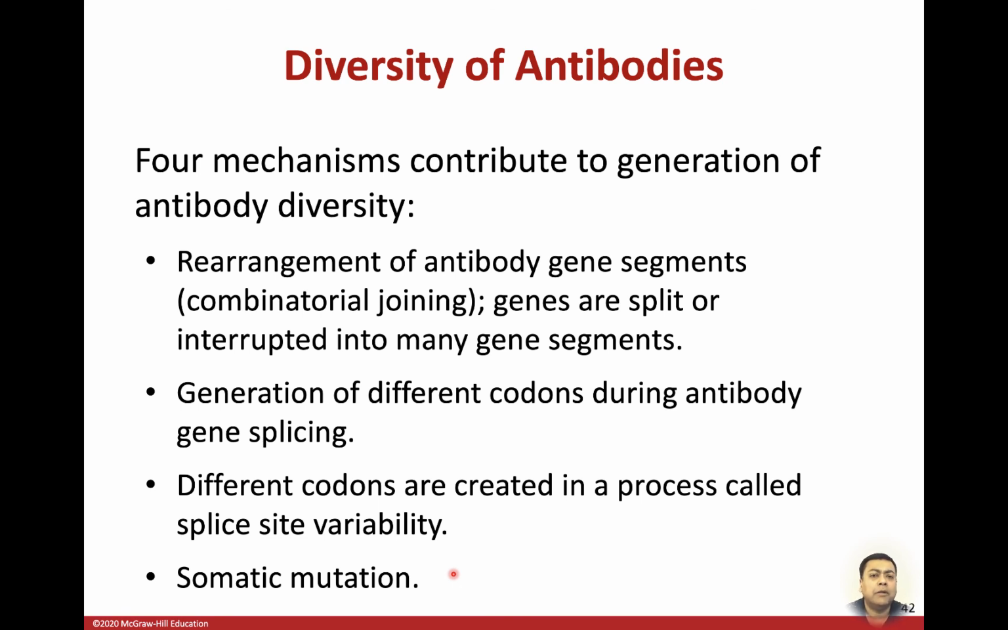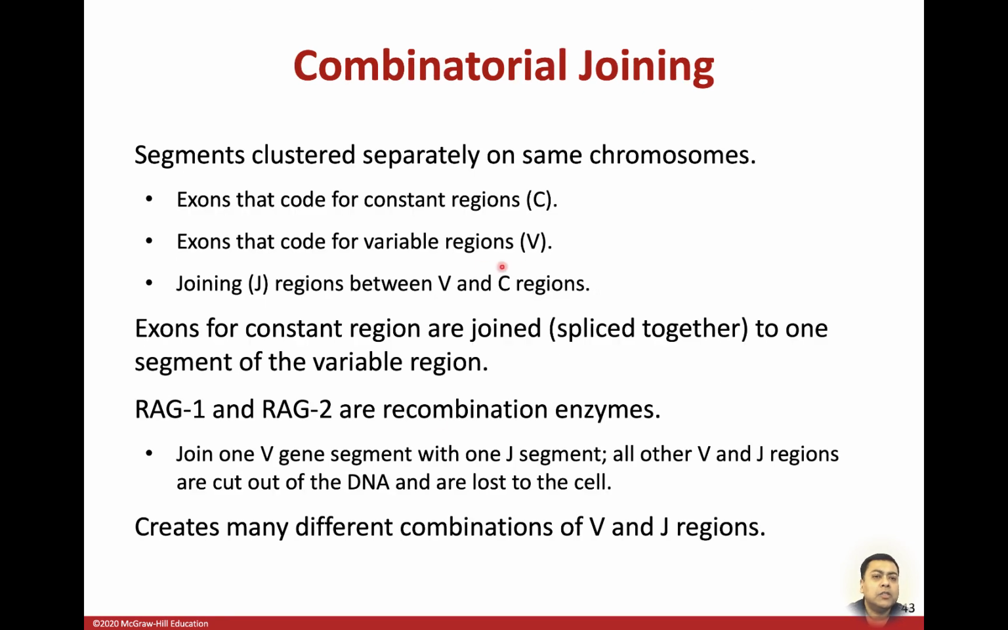You can easily check in your textbook. There is a small table which shows how many different combinations of these antibodies can be produced. And we are saying that the diversity can produce 10 to the power 13 different combinations, trillions of different types of antibodies. And it's kind of mind-boggling what they can detect. So what is combinatorial joining?